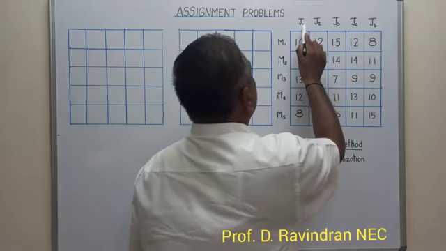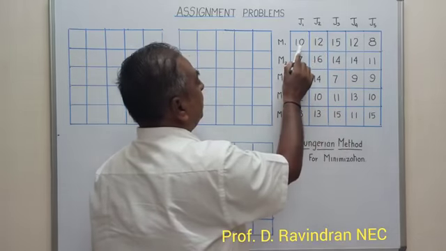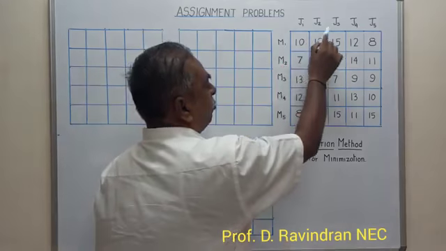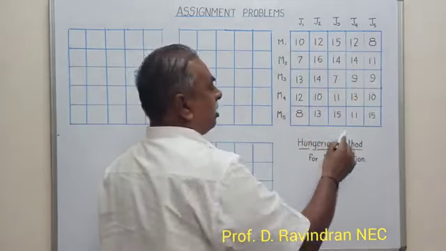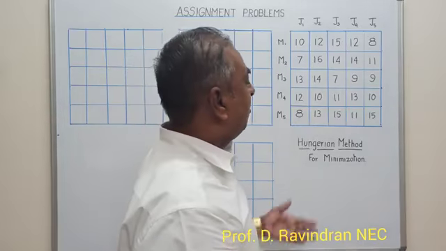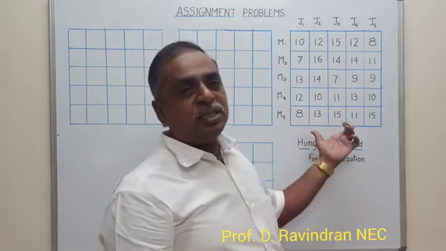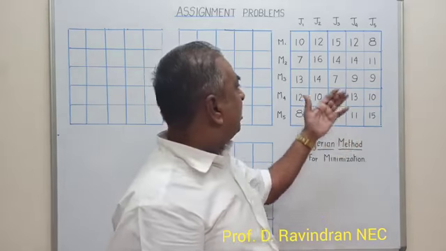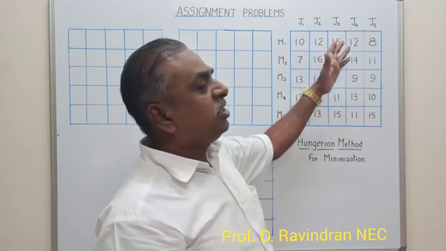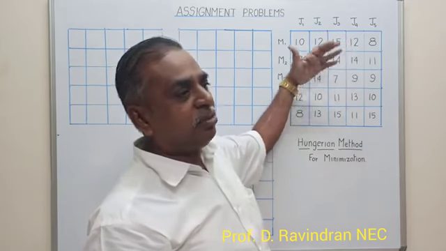Suppose job 1 is to be processed in M1, this is the cost. When job 2 is machined in M1, this is the cost. So on, these are all the total cost matrix. Before solving this problem, we have to identify whether it's a maximization problem or a minimization problem. Since it's a cost, we have to minimize. Suppose it's a profit or some other situation, it has to be maximized.